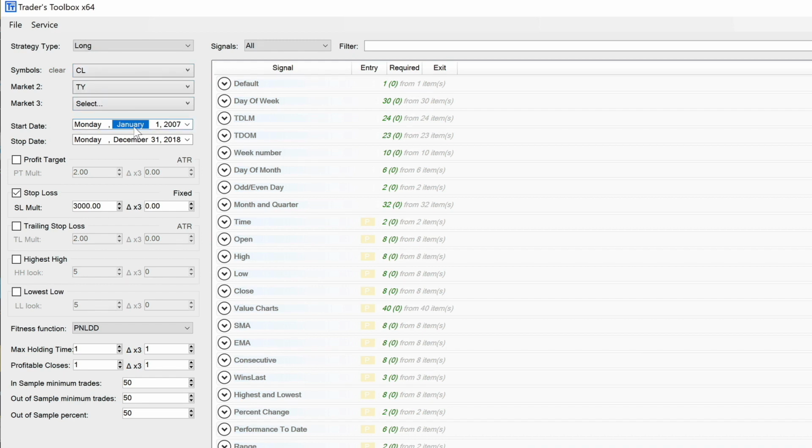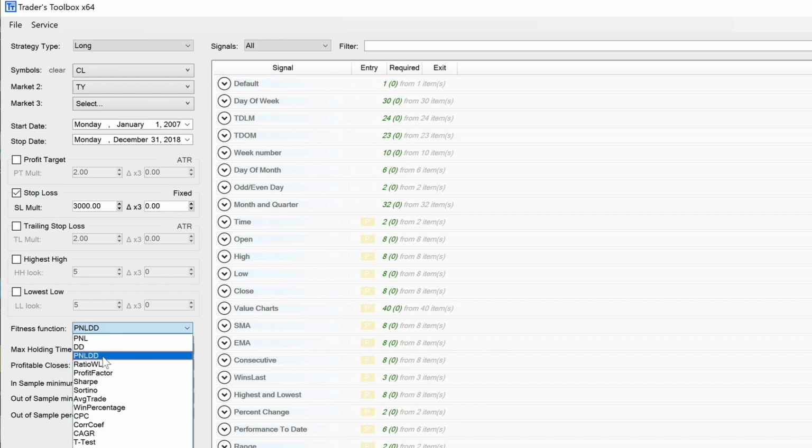Next, we are going from 2007 through 2018. So that's going to consist of our in-sample and out-of-sample data. We have profit targets. I have that set to nothing. We have a stop loss. I just put a fixed amount there of $3,000. And then I just picked a fitness function, net profit versus drawdown.